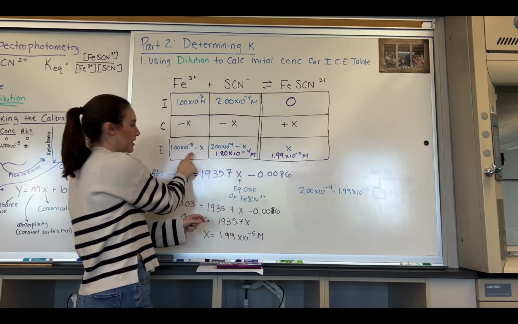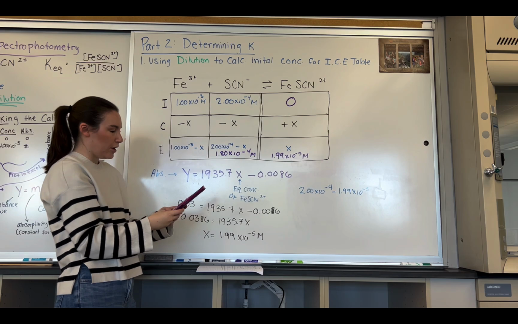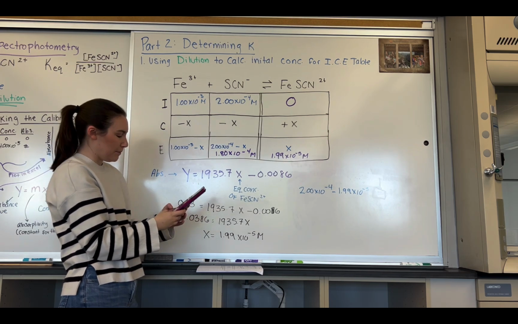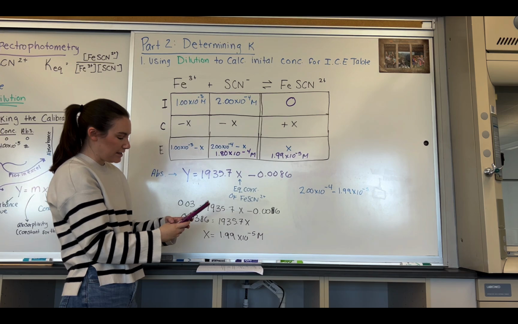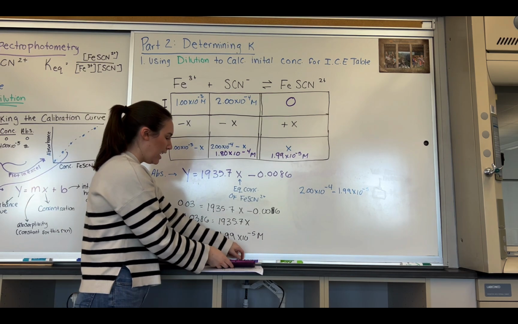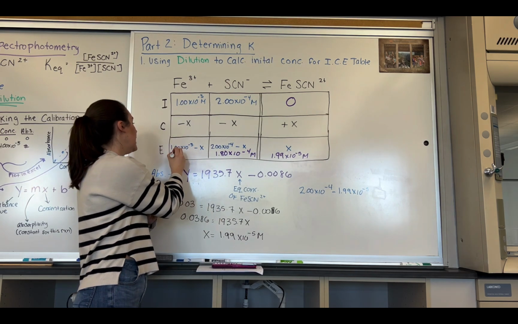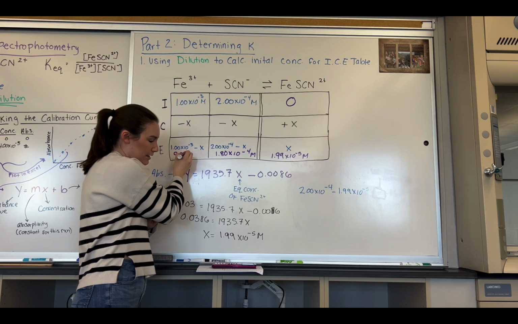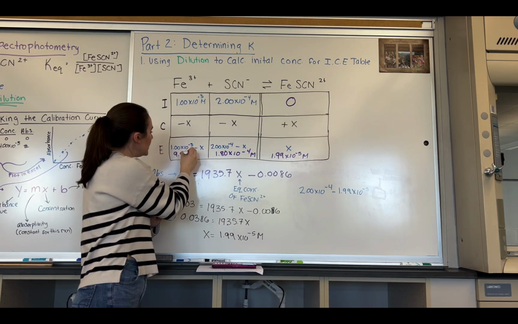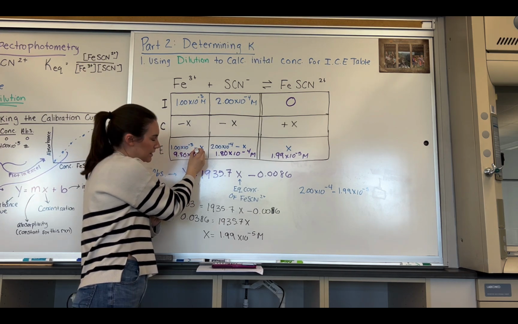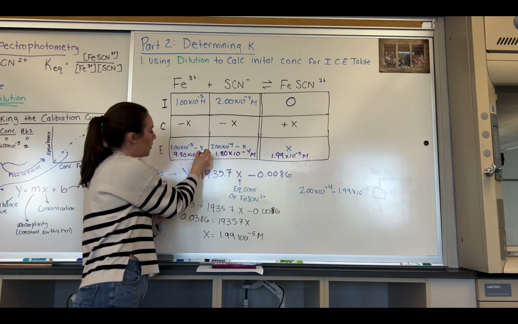And we can do the same thing for the iron. We can do 1.00 times 10 to the minus 3 and subtract off 1.99 times 10 to the minus 5. And I get 9.80 times 10 to the minus 4 molar.